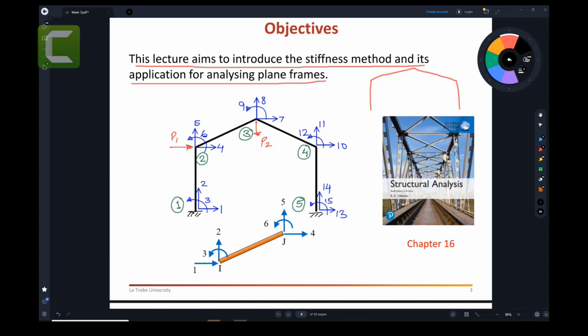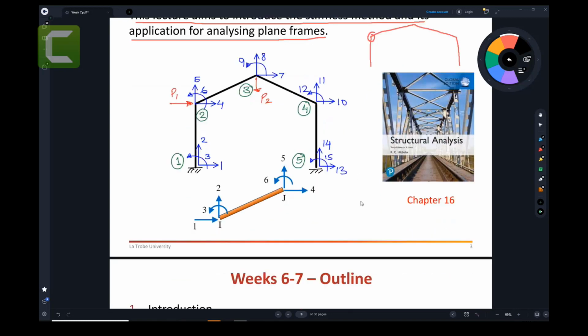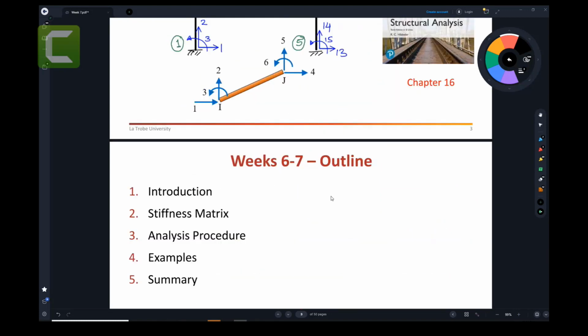Frames are members that are connected with others, like columns and beams. If you have seen those kinds of connected members, that's a frame. We are not working on the connection design between them or anything. It's just a perfect frame that we are working on. So I think that is just a frame.